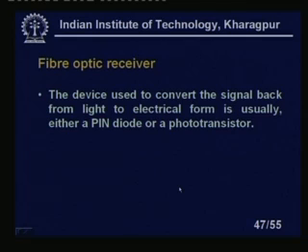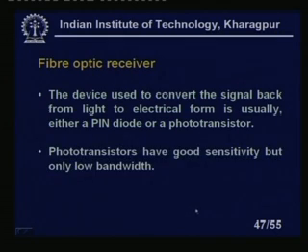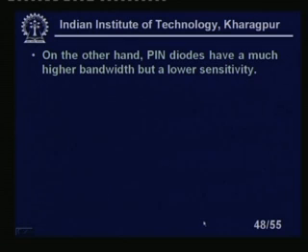Fiber optic receivers, devices used to convert the signal back from light to electrical form, are usually either a PIN diode or a phototransistor. The PIN diode is more popularly used. Phototransistors have good sensitivity, but only low bandwidth. The bandwidth of the phototransistor is very small. On the other hand, PIN diodes have a much higher bandwidth, but a lower sensitivity.